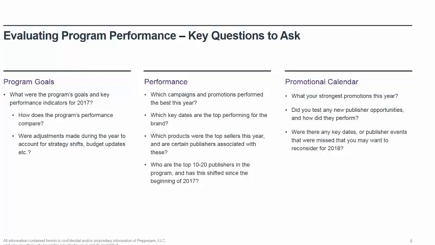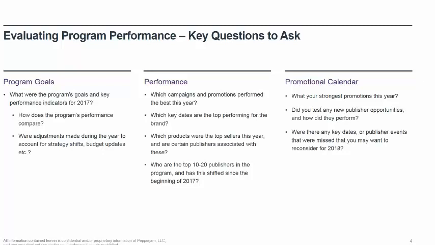So maybe you had some strategy shifts, maybe you had some unexpected budget or something like that that shifted your strategy during the year as well. It's always good to take note of. A good thing to always look at is your program's performance. So which campaigns and promotions performed best for the year? If you ran anything specific with publishers, or maybe you had a certain friends and family event or something like that that was very successful during the year, all those types of things are great to take note of in your planning for the upcoming year.